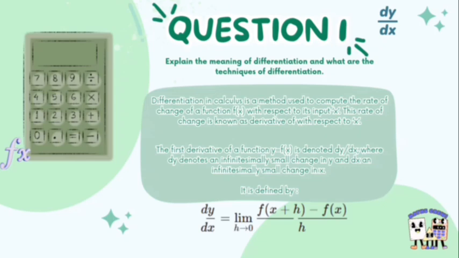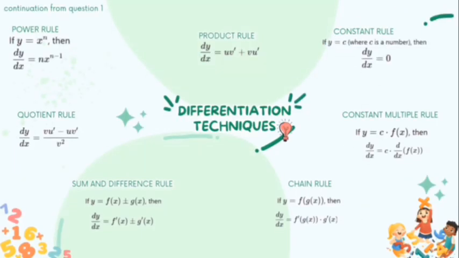So the first derivative of any function y equals f(x) is denoted dy over dx, where dy denotes an infinitesimally small change in y and dx an infinitesimally small change in x. It is defined by dy over dx equals the limit as h approaches 0 of f(x plus h) minus f(x) over h. About techniques of differentiate.